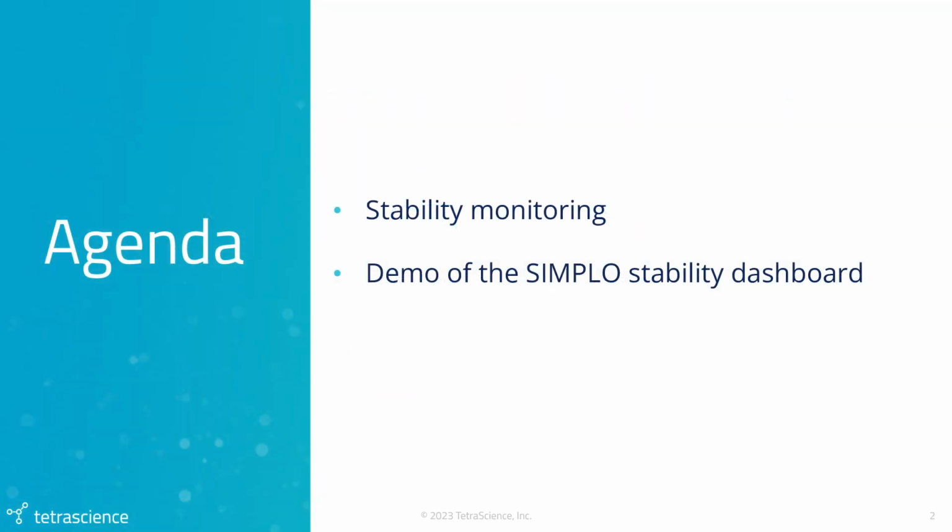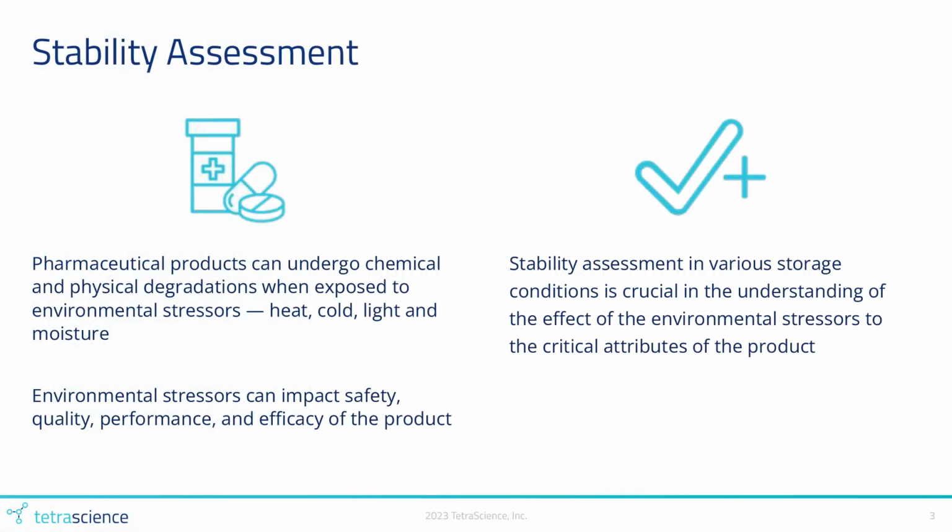In this short video, we'll show how the Tetra Scientific Data Cloud enables analysis and aggregation of stability data via the SIMPLO dashboard. Pharmaceutical products can undergo chemical and physical degradation when exposed to environmental stresses like heat, cold, light, and moisture. These stresses can impact the safety, quality, performance, and efficacy of the product. Hence, assessing the stability of both the drug product and drug substance in various storage conditions is a crucial activity in the development and commercial manufacturing of pharmaceuticals.